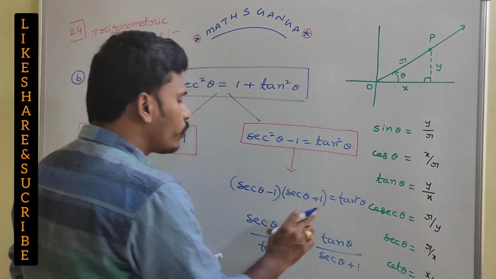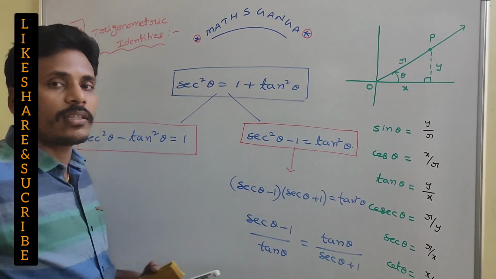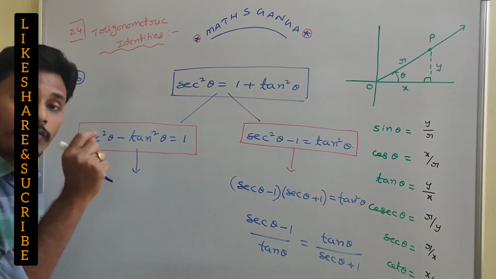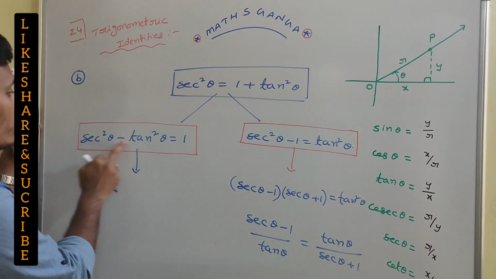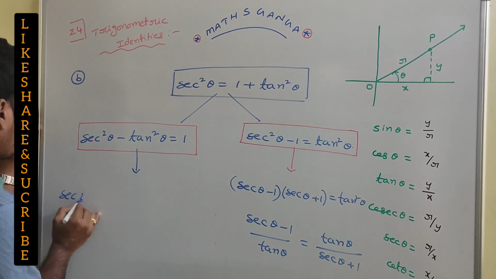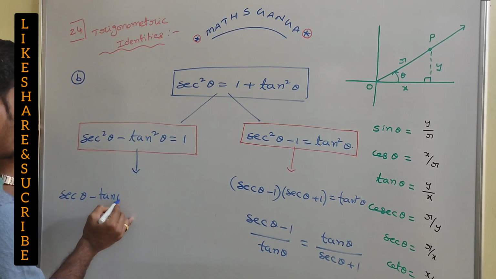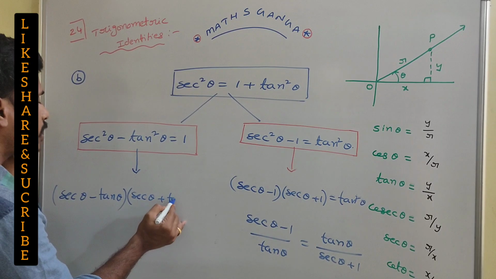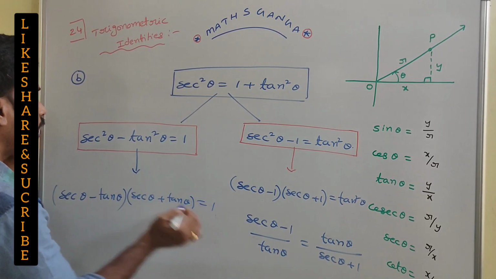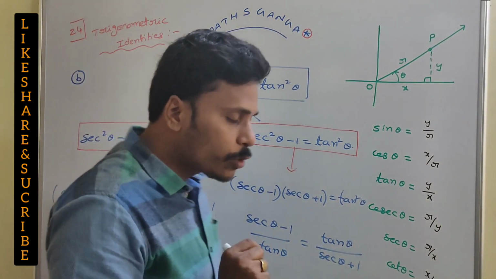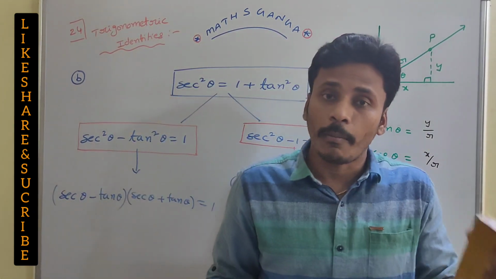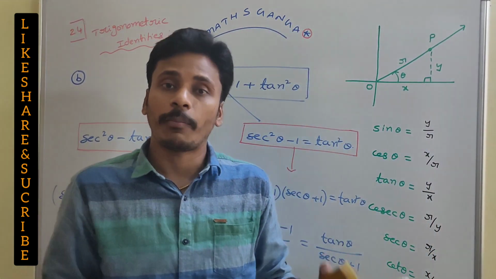Likewise, we will rewrite secant square theta equals 1 plus tan square theta, and this side we will generate a very important one. Secant square theta minus tan square theta is 1. Now I have a chance to write it like this: secant theta minus tan theta into secant theta plus tan theta equals 1. On the left side you need to use that a square minus b square formula: secant square theta minus tan square theta is secant theta minus tan theta into secant theta plus tan theta.